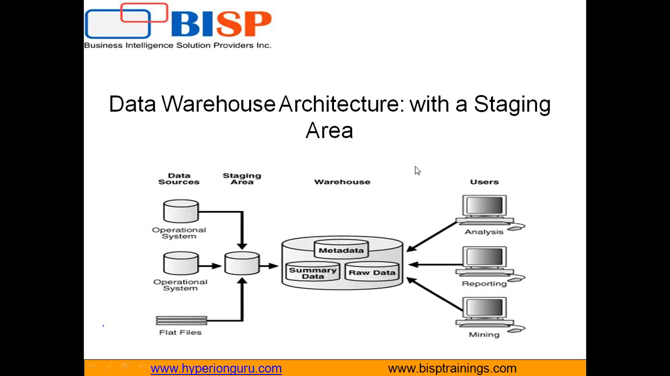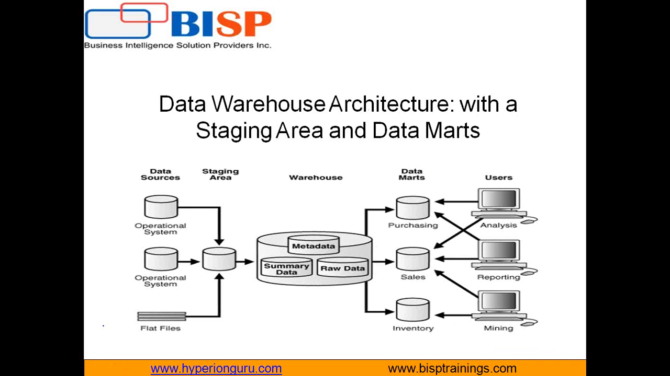Architectures with a staging area as well as a data mart. We know what a data mart is, right? Here you can see the data is there in the source system. It is processed into the staging area and then to the data warehouse. And from the data warehouse, the data is split into three different data marts: a purchasing data mart, a sell data mart, and an inventory data mart.